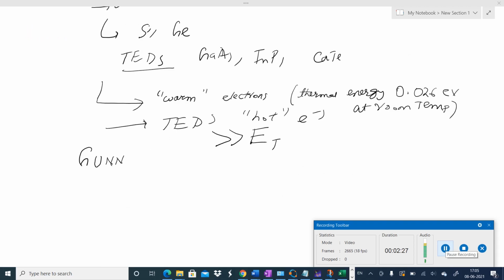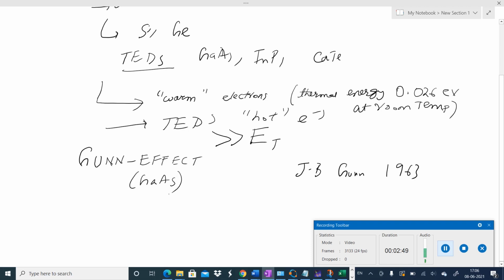One of the important developments in TEDs is the invention of Gunn diode in the name of a scientist J.B. Gunn in 1963. Okay, so there is an effect which is called Gunn effect, and they are fabricated using gallium arsenide. So you can call them gallium arsenide diode. But again, a warning that it is not a usual diode. There are not two junctions. It is a whole bulk. The whole bulk is made up of gallium arsenide.